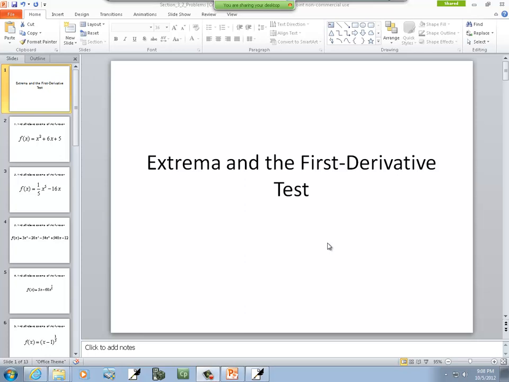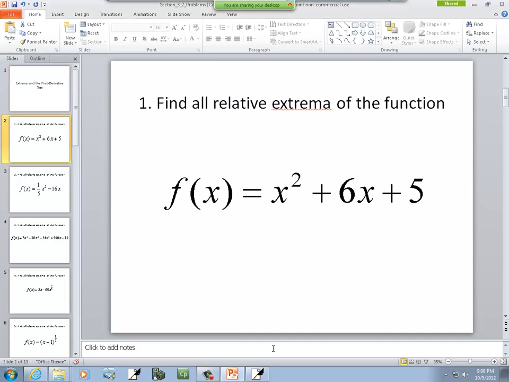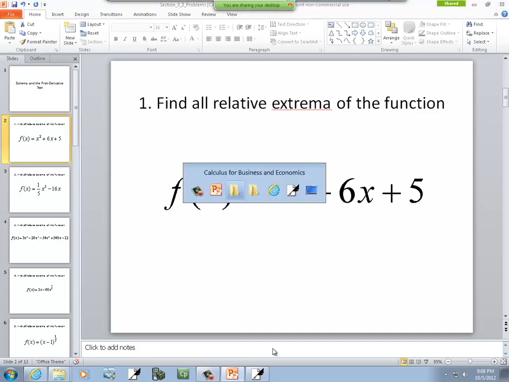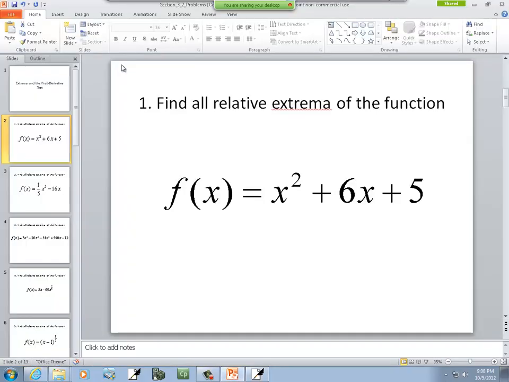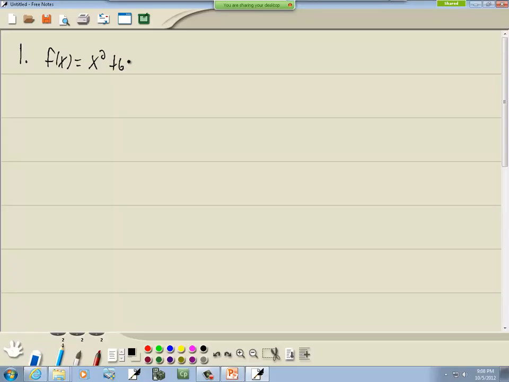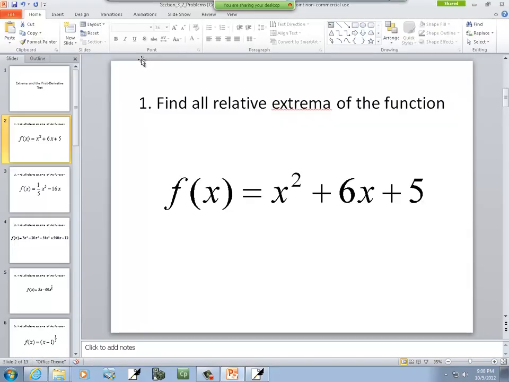This is Extrema and the first derivative test. Well, let's take a look at our first problem here. We got f of x is equal to x squared plus 6x plus 5. And the instructions say find all relative extrema.